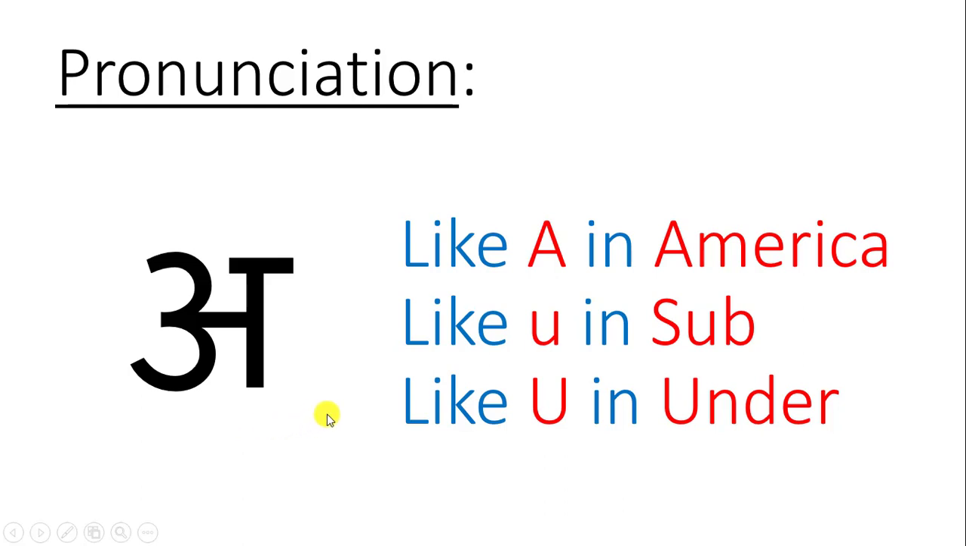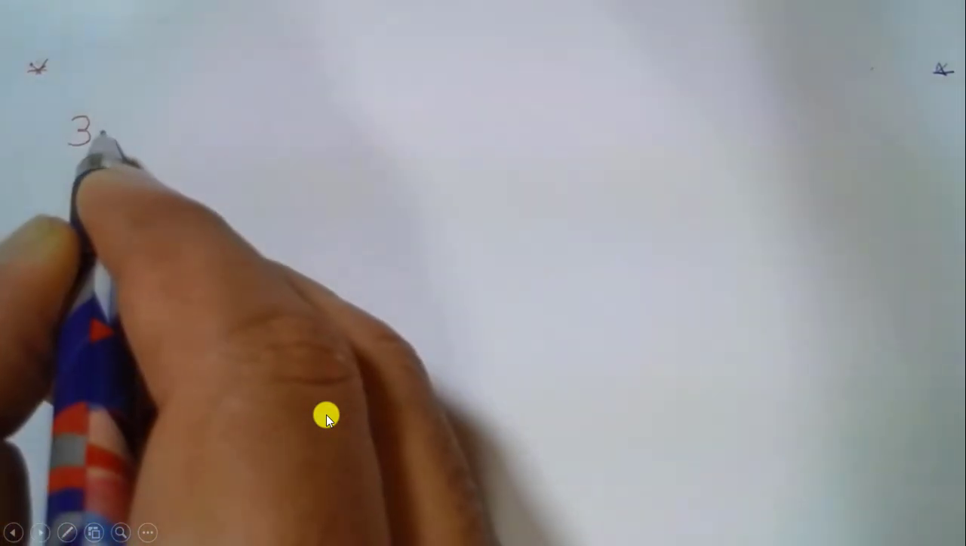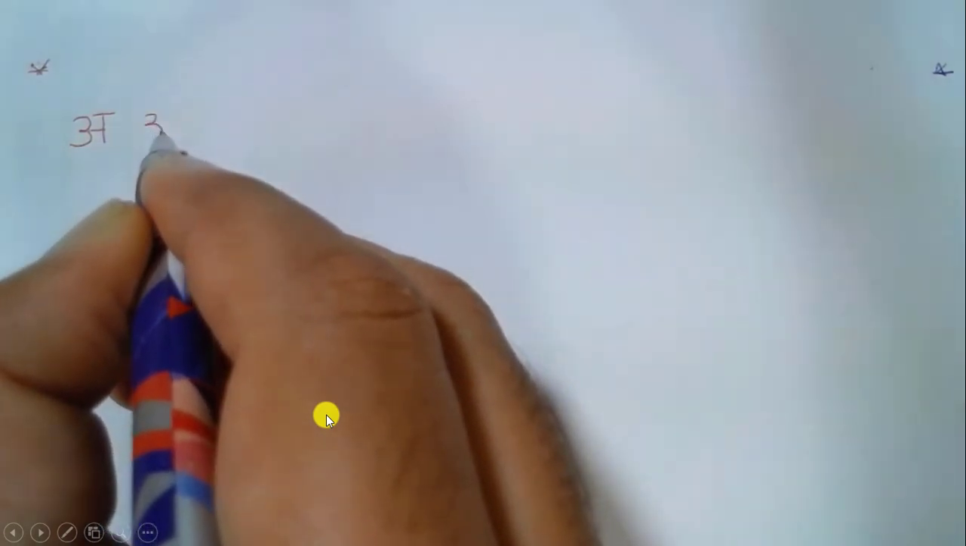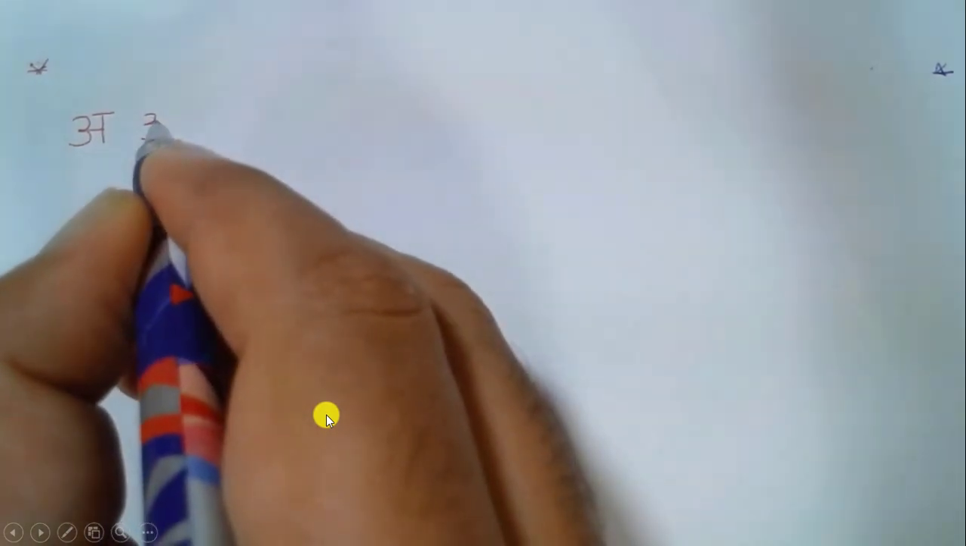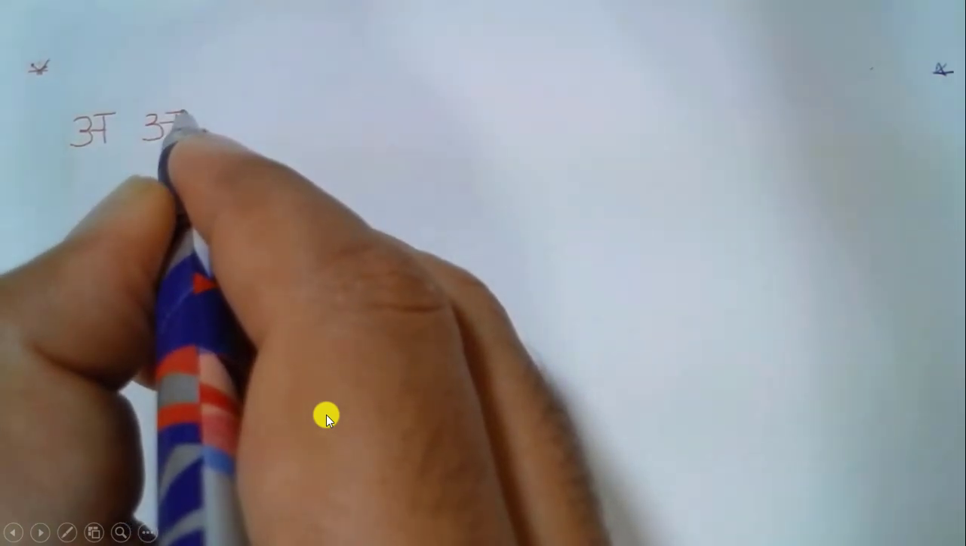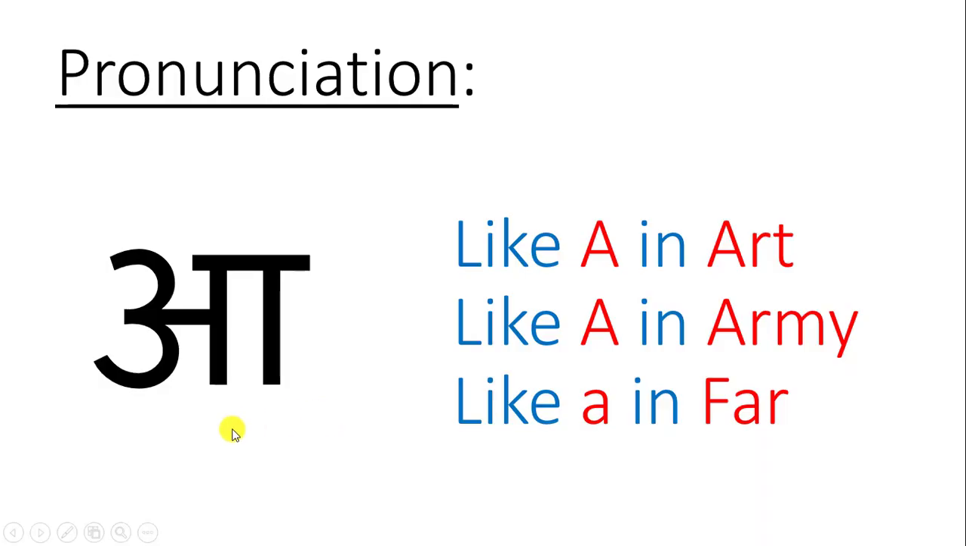Now let us see how to write it. You write a like this. And number 3, it is not number 3, it resembles number 3: horizontal line, vertical line and horizontal line. Once again, like this. All right.